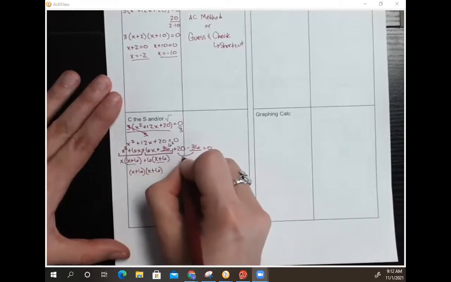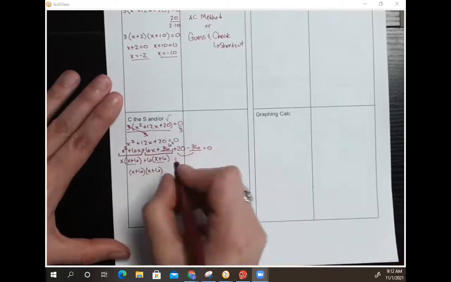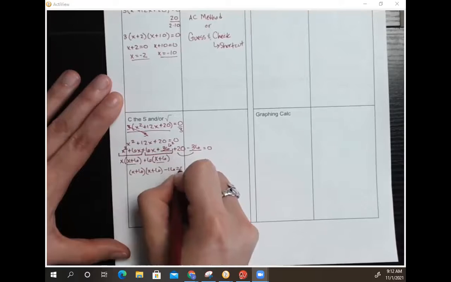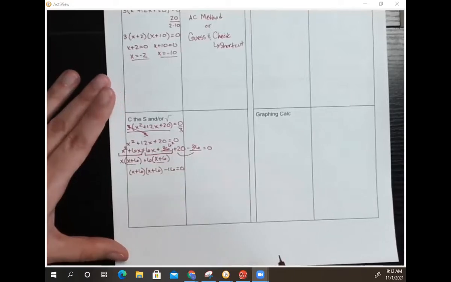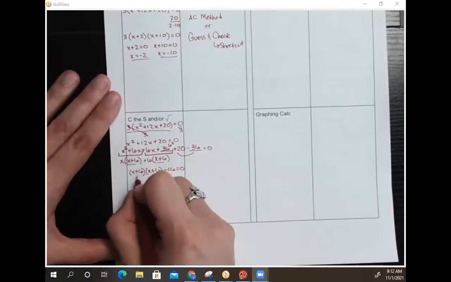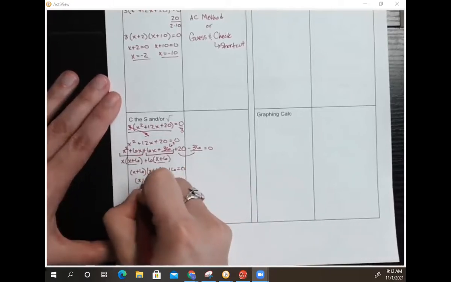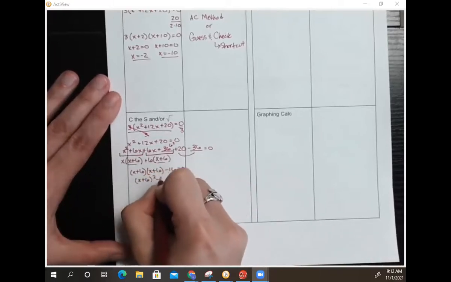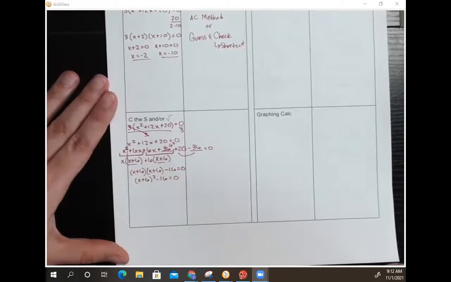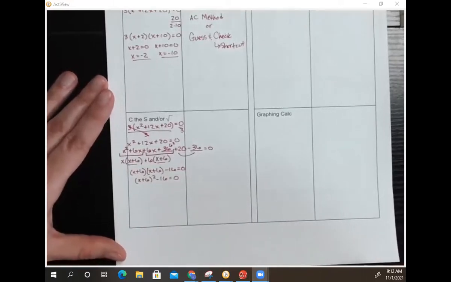And then I combine like terms here at the end. So 20 minus 36 would be negative 16. And then my last step here, so that it looks like vertex form, is to write these two identical factors as x plus 6 squared. Now I've got something that I can solve with square roots.